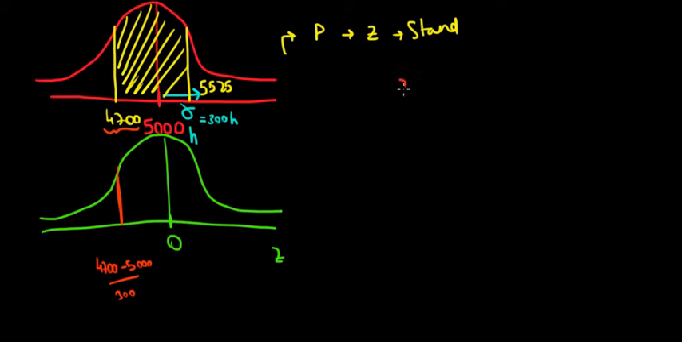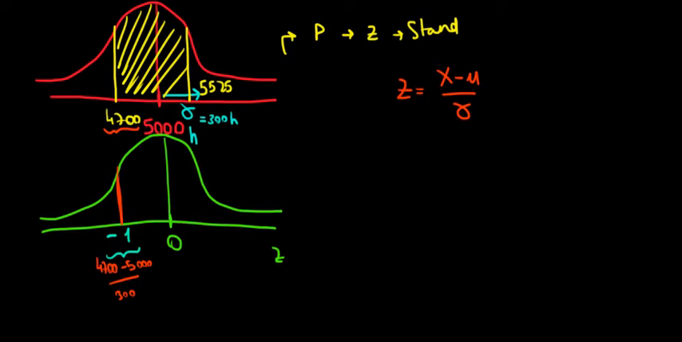And by the way, let me just write here the formula real quick so that we know how to guide ourselves. Now, by how many standard deviations does this observation differ from the mean of the population? So 4,700 minus 5,000 is minus 300, divided by 300, which is equal to minus 1.